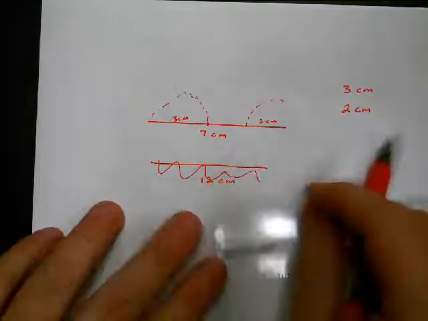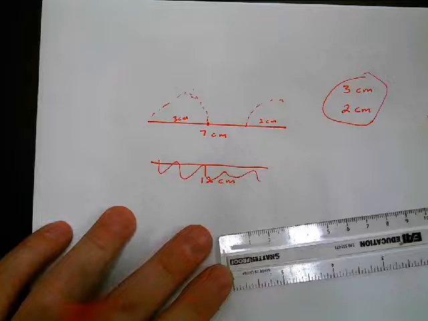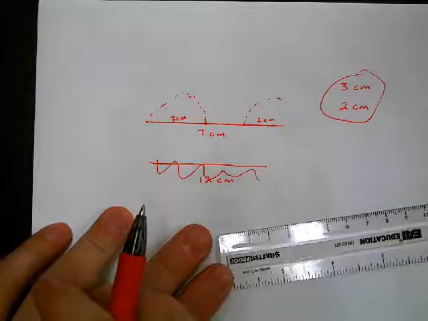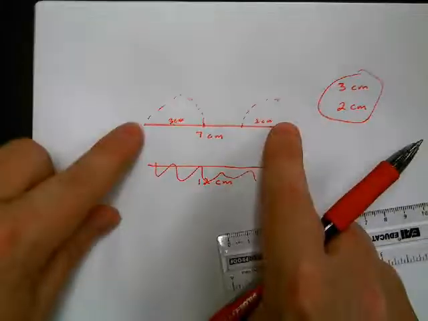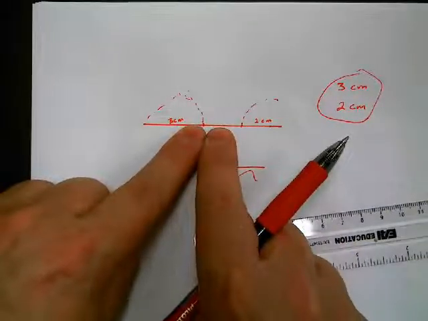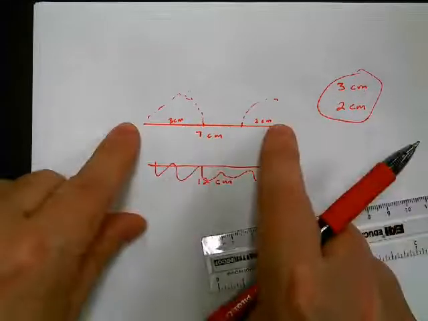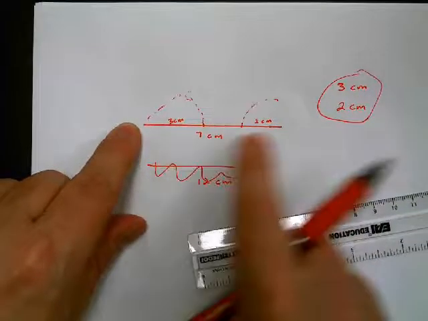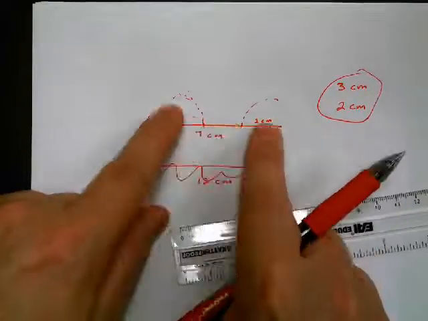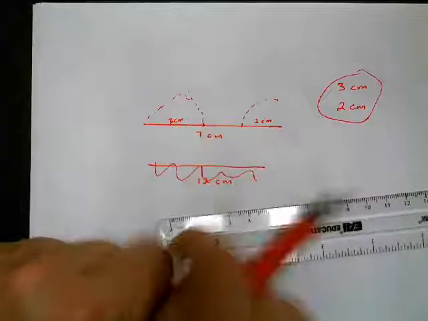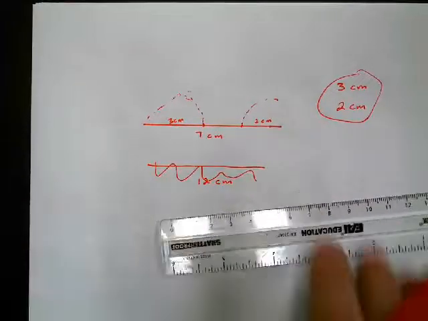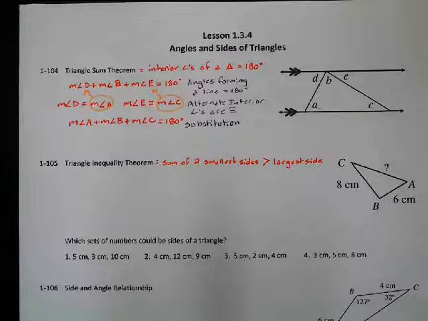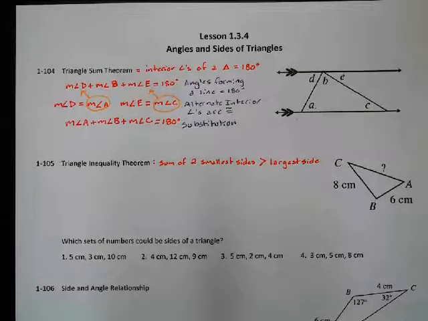So these two sides have to add up to more than 7 so that the two sides can touch each other. So the smallest sides have to be more than the largest side. Otherwise, those two sides just can't touch and you can't get a triangle out of it. That's the triangle inequality theorem. The two smallest sides have to be bigger than the third side. Otherwise, they're not going to touch.